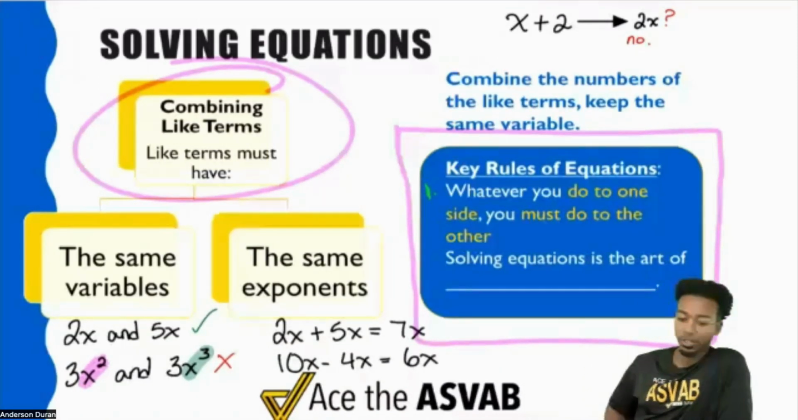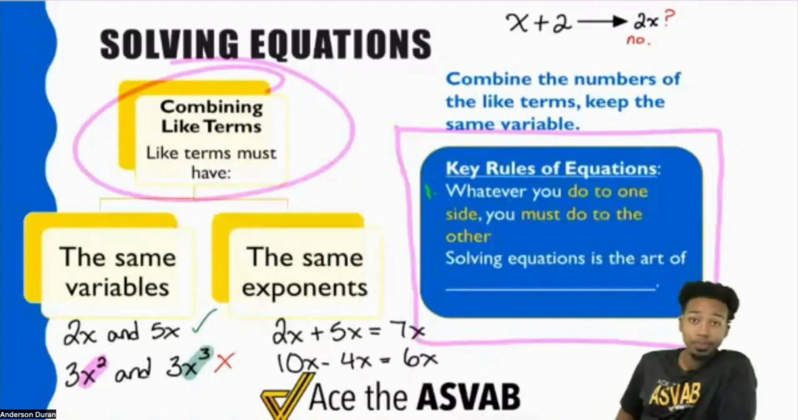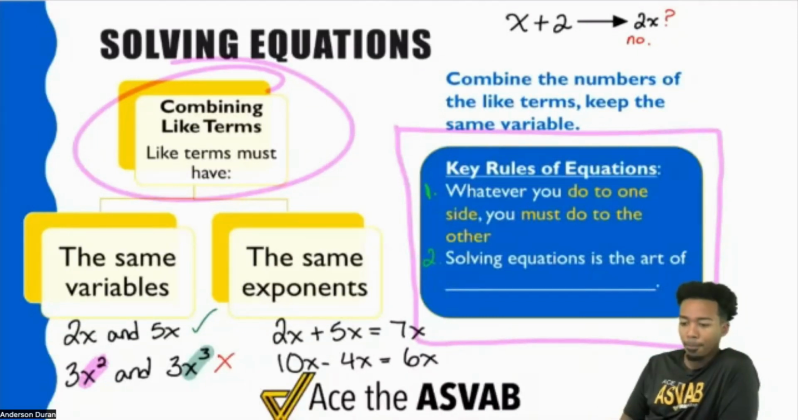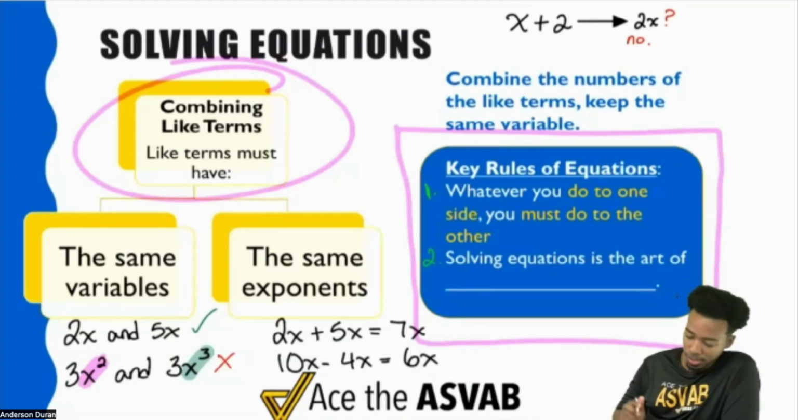All right, now for that, again, that's the most important rule that you could ever hope for in terms of solving equations. Now, number two, solving equations is the art of what? For those of you that have been to my classes before, what belongs in that blank? Right, working backwards. Solving equations is the art of working backwards.